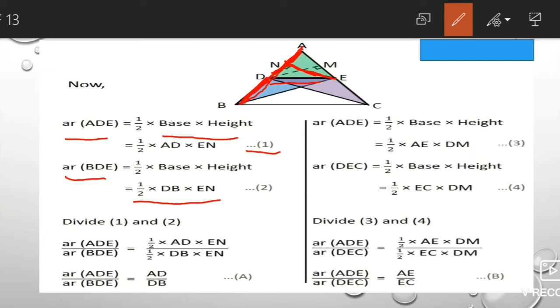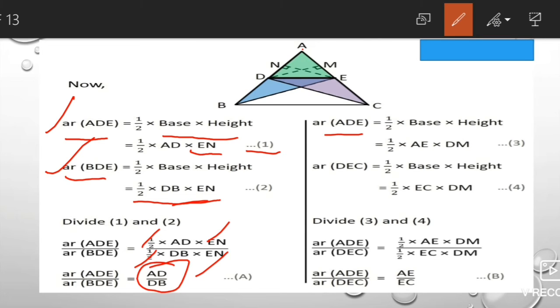Now if you divide this area of ADE and area of BDE, you will get half of this one by half of this one. The half and half will be cancelled, EN and EN will be cancelled. So area of ADE by area of BDE is equals to AD by DB. Done. Now again take this triangle. Okay, one minute, let me erase this one. Now again I am taking area of ADE, the green one.